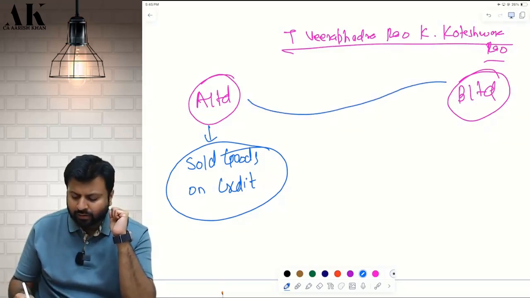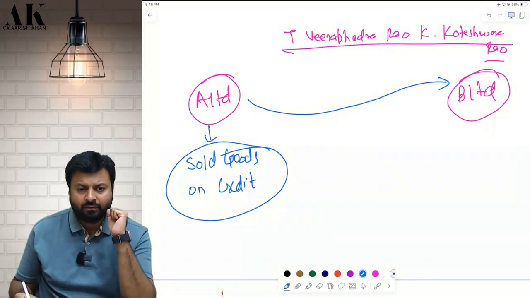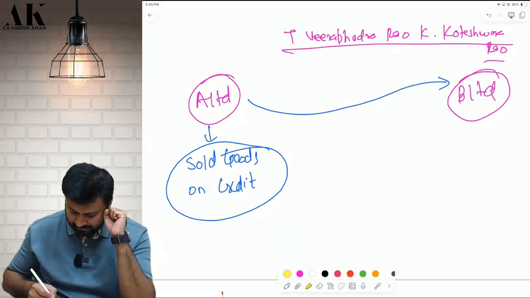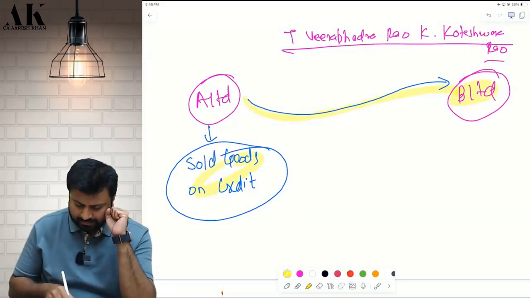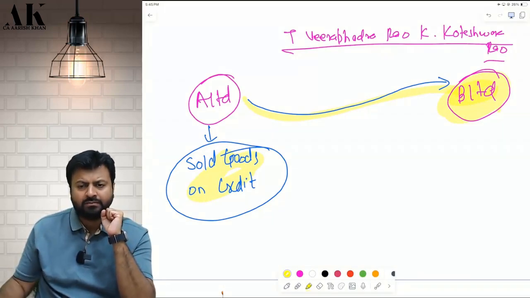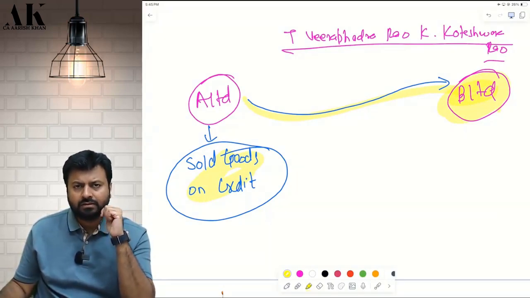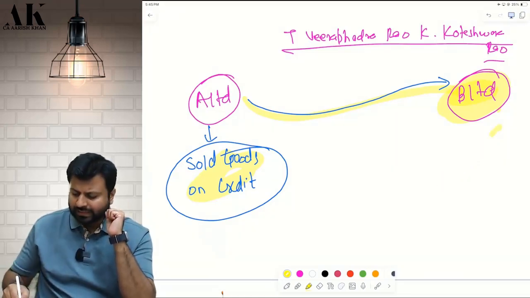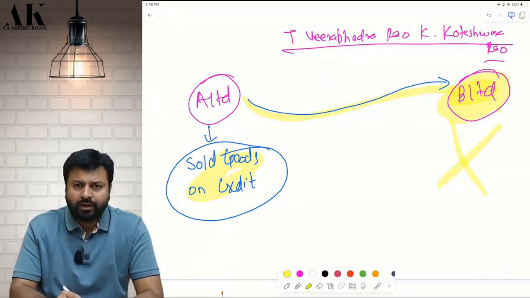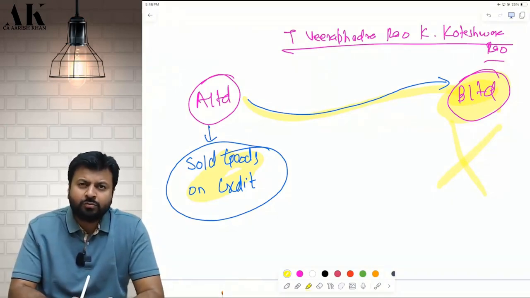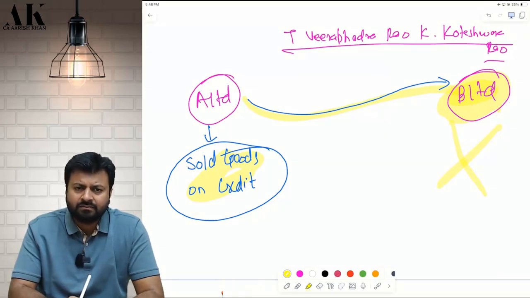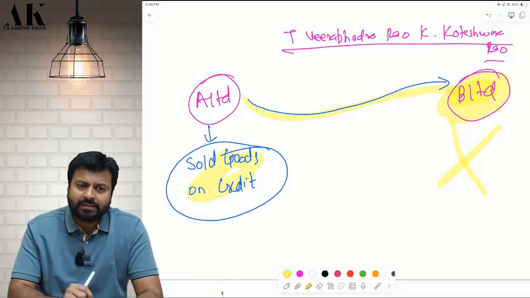Later on, A Limited got amalgamated with B Limited. And therefore, this debtor was also given to B Limited. The debtor will also be transferred to B Limited. Now, the customer is not paying the money to B Limited. The customer is supposed to pay the money, but he is not paying. So, can B Limited claim the deduction of bad debts or not? The Supreme Court said that the answer is yes, they can claim. Okay.